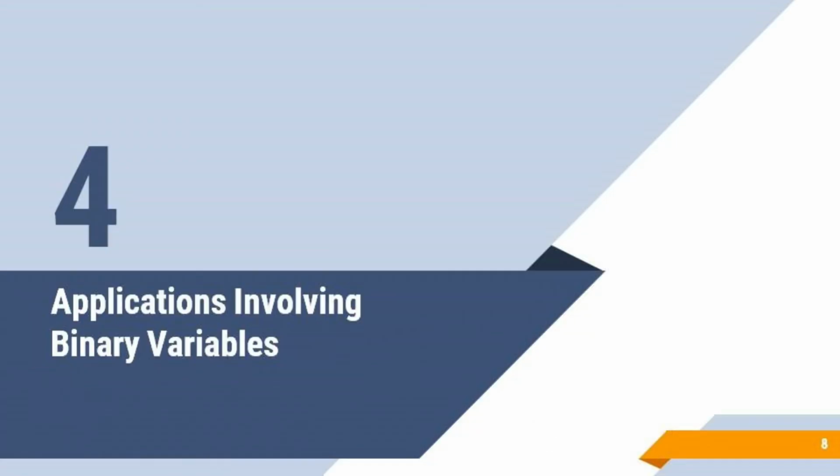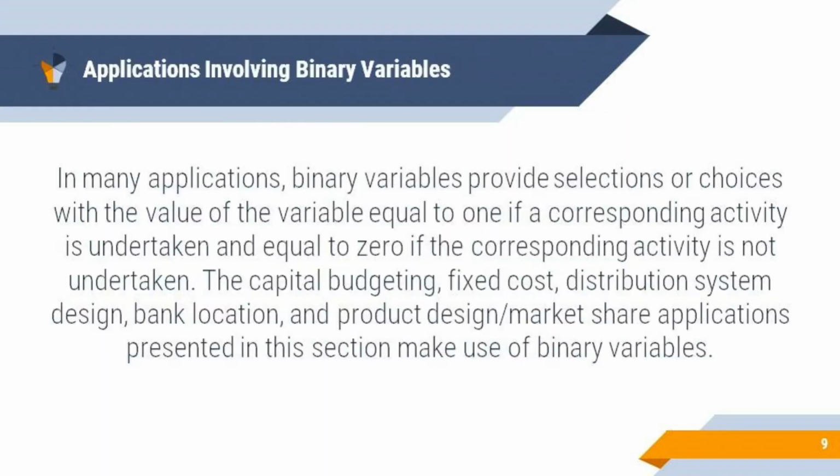Our next topic is about applications involving binary variables. In many applications, binary variables provide selections or choices, with the value of the variable equal to 1 if a corresponding activity is undertaken, and equal to 0 if the corresponding activity is not undertaken. The capital budgeting, fixed costs, distribution system design, bank location, and product design or market share applications presented in this section make use of binary variables.